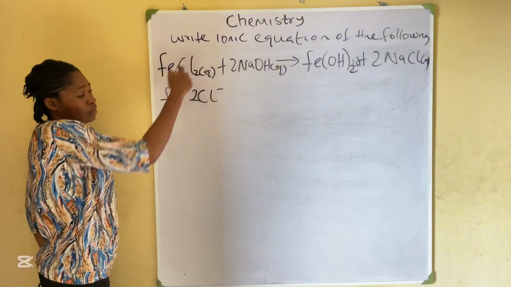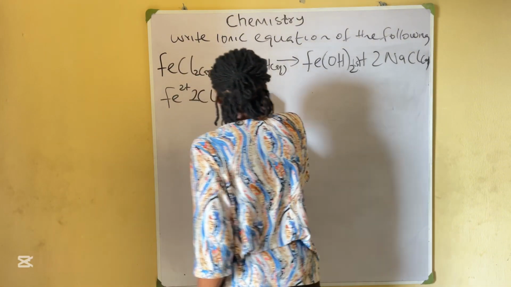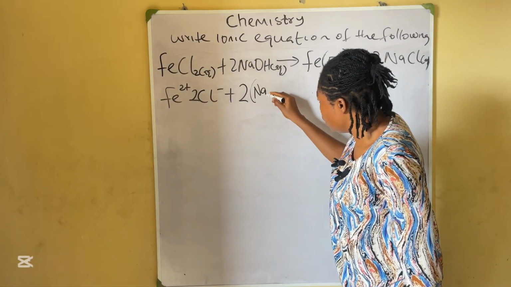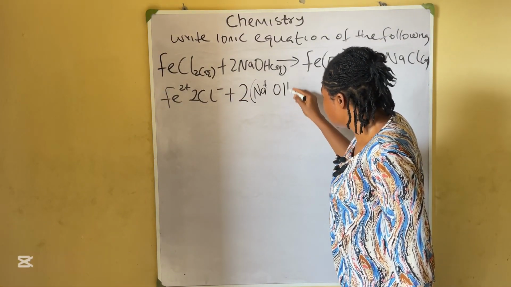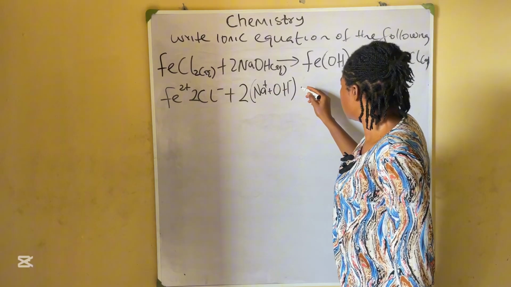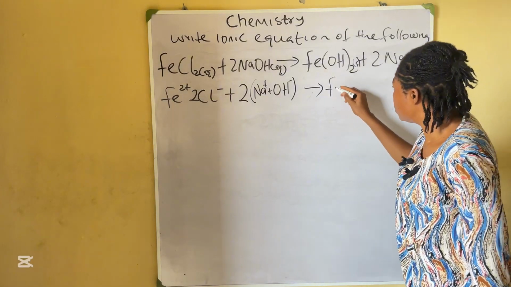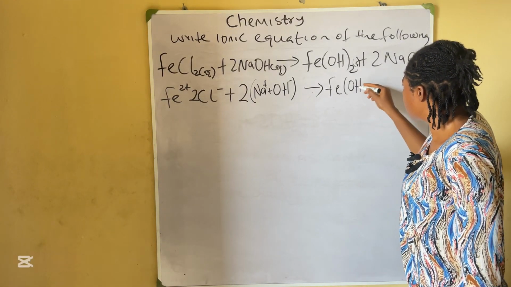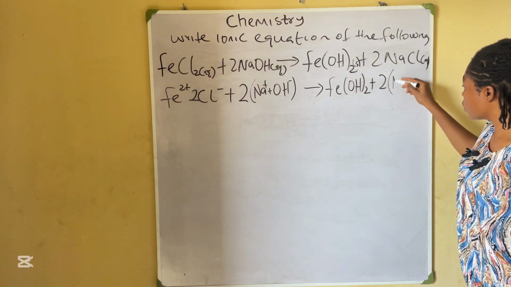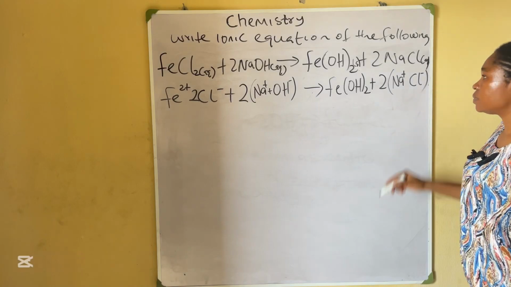There's no charge on this compound. Plus, this is 2 moles of sodium hydroxide. What's the charge of sodium? Plus. What of hydroxide? Minus. This is a precipitate. We will not break it up. So I have 2 moles of sodium, the charge of sodium ion is plus, and the chloride ion is what? Minus.